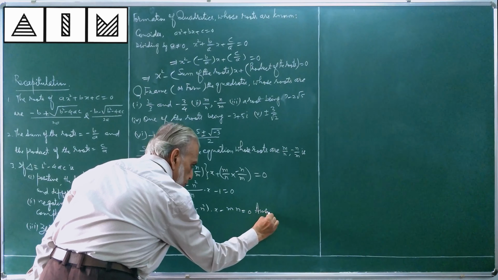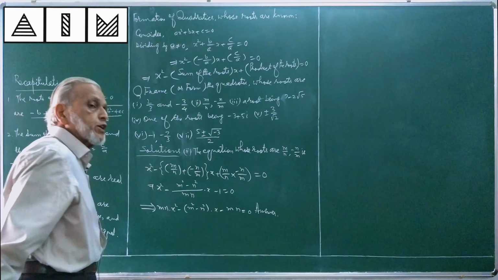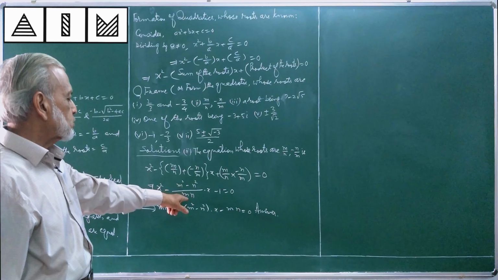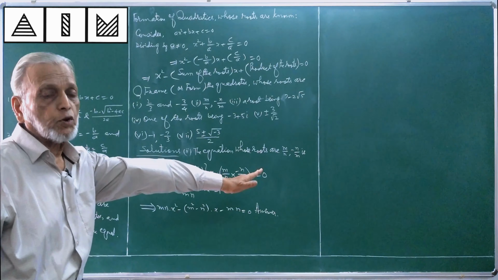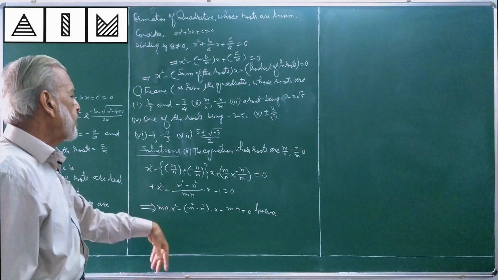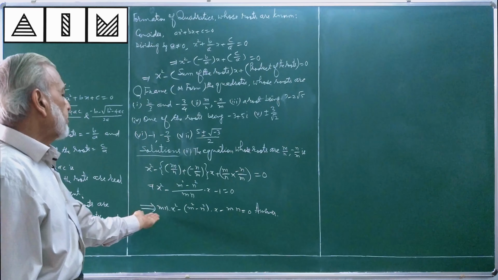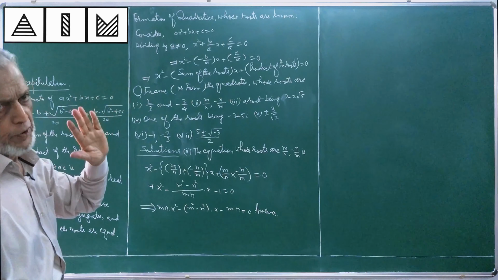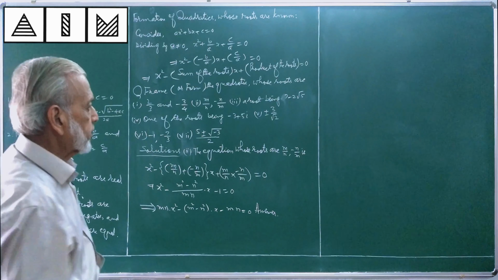I want to tell you once again, you can as well leave the answer in this form, x square minus m square minus n square by mn x minus 1 is equal to 0, or should you like to simplify, if you don't want to keep the fraction, you can put it like this. I am solving one more question of these, the third one itself. See here.